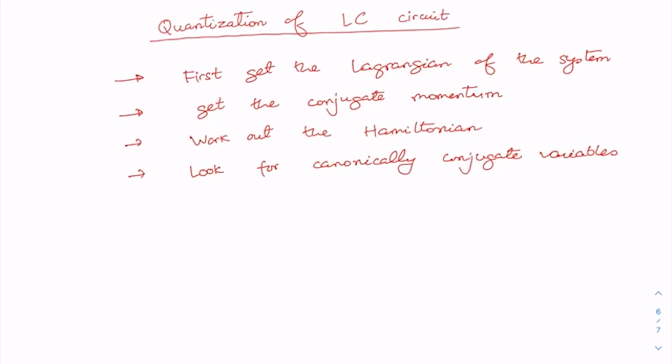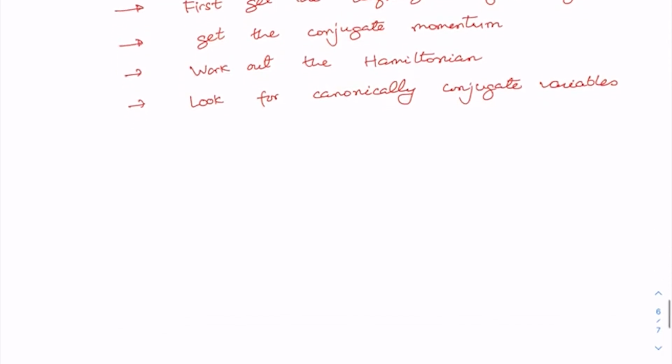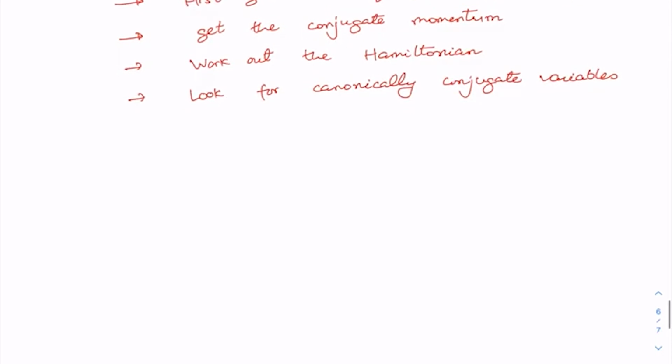The canonically conjugate variables are the ones that satisfy Hamilton's canonical equations of motion, and finally we replace the Poisson brackets by commutation brackets and write the conjugate variables as well as the Hamiltonian in operator form. Now exactly the same procedure we can apply for quantization of our LC circuit.